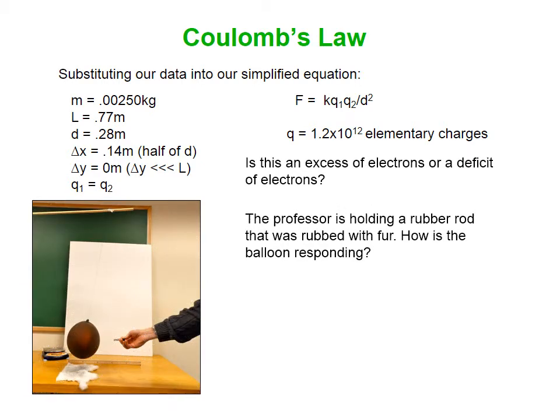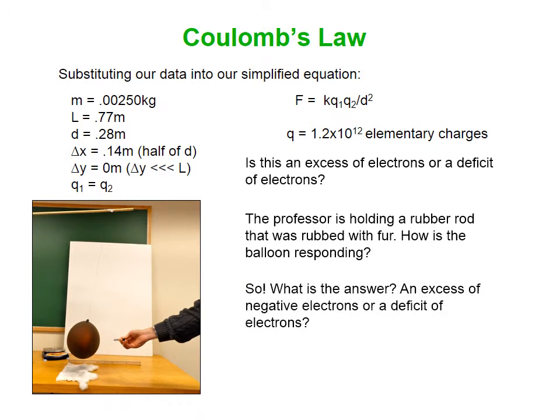Well, here we see the professor holding a rubber rod that was rubbed with fur near the balloon. Please record your observation, what you see the balloon doing, and then make a claim on whether you believe the balloon has an excess of negative electrons or a deficit of electrons. Make sure your claim is based on evidence and the model, our electrostatic model that we've studied in these past units.